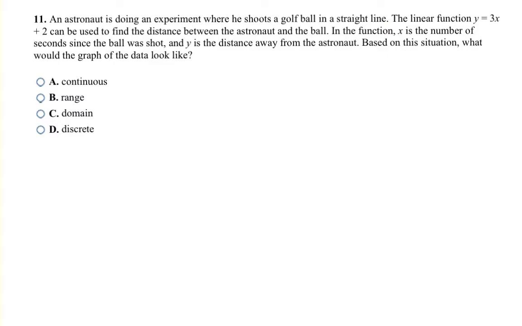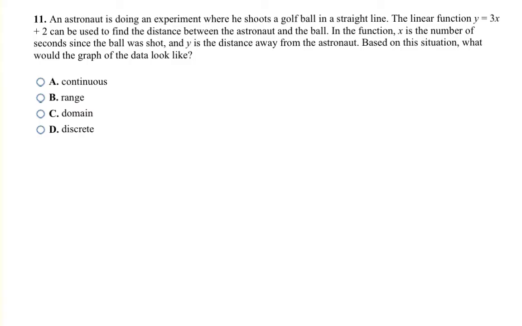This question says, an astronaut is doing an experiment where he shoots a golf ball in a straight line. The linear function y equals 3x plus 2 can be used to find the distance between the astronaut and the ball. If x is the number of seconds since the ball was shot, and y is the distance away from the astronaut, based on this situation, what would the graph of the data look like?